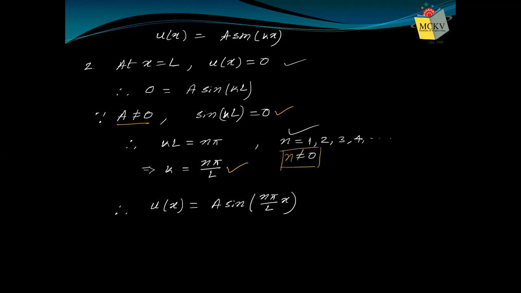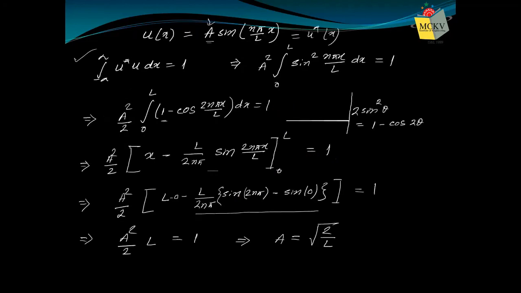Why? Because if n is 0, k is 0, and if k is 0, the energy of the particle will be 0, which is impossible because the particle is already moving. It has some energy, otherwise it cannot move. Therefore, n can be any integer not equal to 0. So now we have our wave function as A sin n pi x by L when we put the value of k. But still A is unknown, and for that we use the condition of normalization.